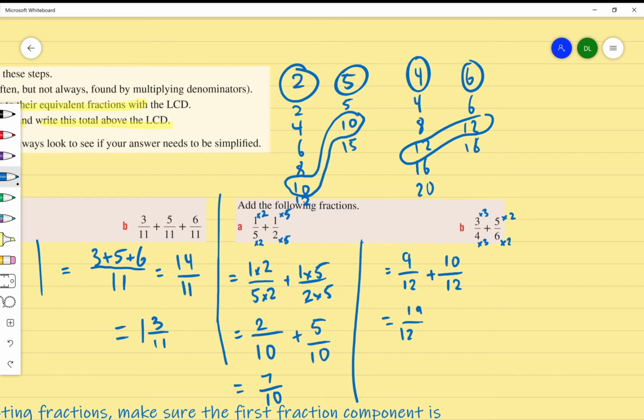Now the issue here is that that's an improper fraction. So once again, we need to make it into a mixed fraction. How many times does 12 go into 19? Once, with a remainder of 7. So 1 and 7 over 12. So that's adding fractions. Hopefully that makes a bit of sense.